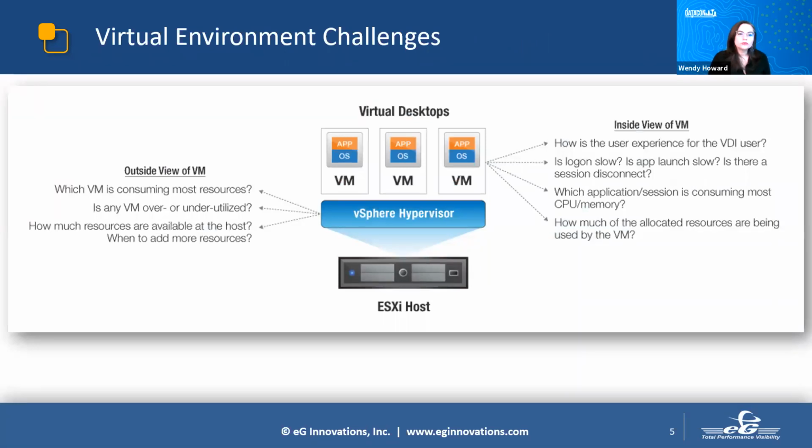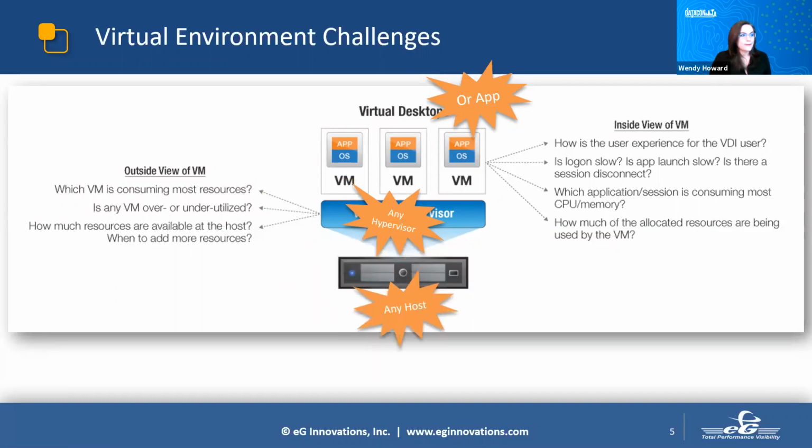So the virtual environments that I'm talking about, in general, let's say you have virtual desktops on top of the environment. They're sitting up here, they have an application layer and an operating system layer. Doesn't matter if it's Windows or whatever. And then underneath that is a hypervisor. Now, this could be a desktop or an application, it doesn't matter. This could be vSphere or any hypervisor, Hyper-V, Xen Server, HCI, Nutanix. And then the underlying host could be any host, right?